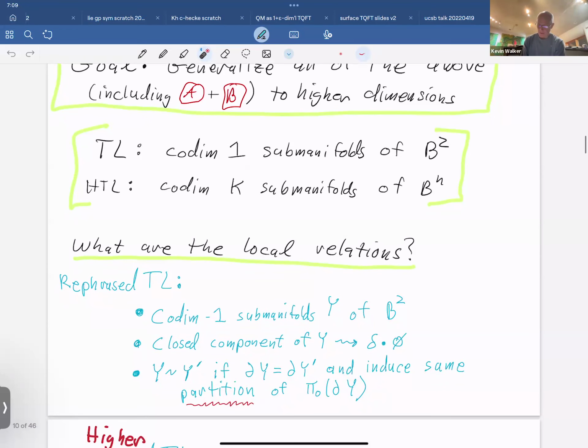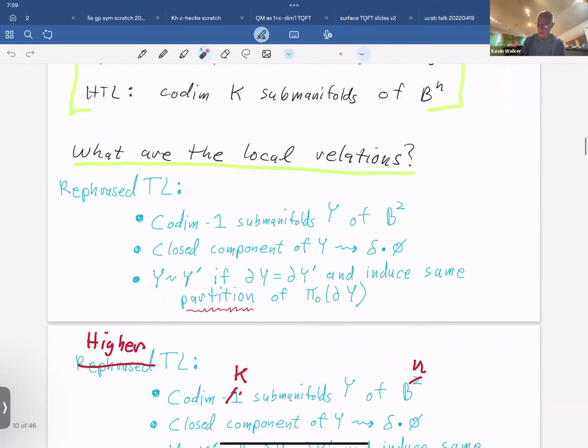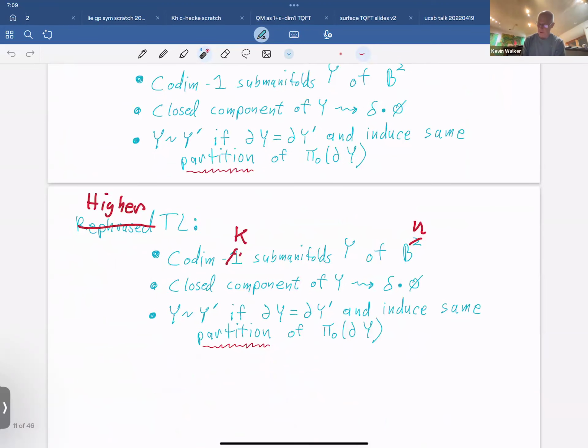And so it's easy to see that that just gives the same old Temperley-Lieb. We've just said it a little bit differently, but the advantage of saying it that way is it obviously generalizes, and it has a two-parameter family of generalizations. We can consider codimension k submanifolds, and we consider balls in any dimensions. We can still get rid of closed components. Oh, this should be beta, I'm going to call this beta for the rest of the talk.